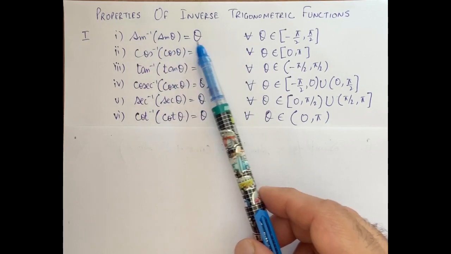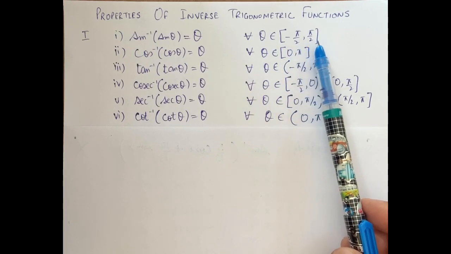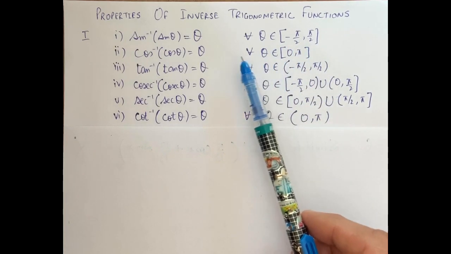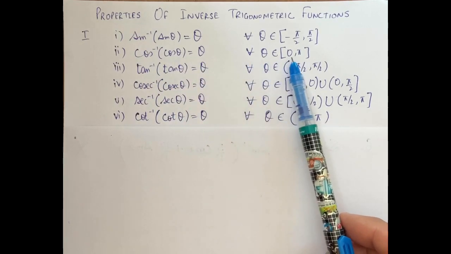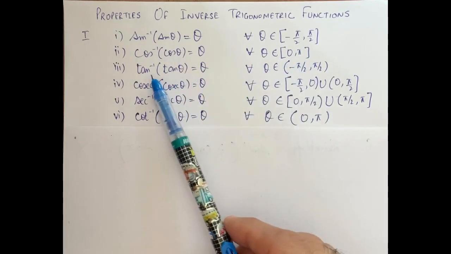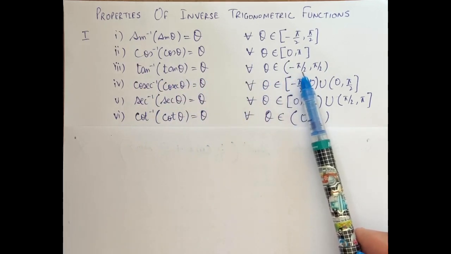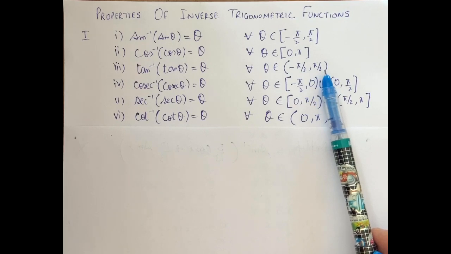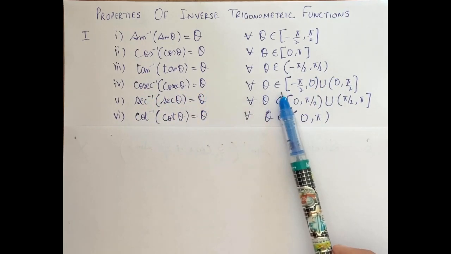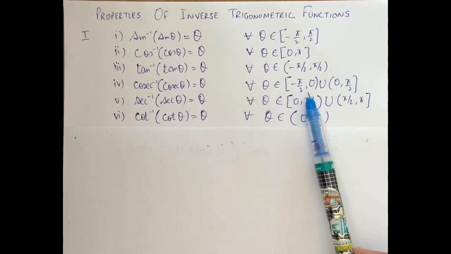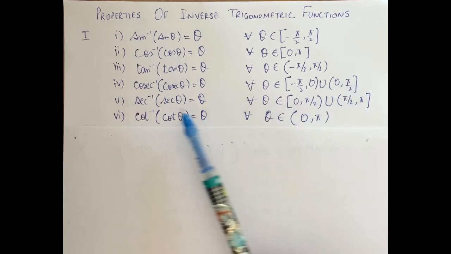Now sine inverse of sine theta is theta when theta belongs to minus pi by 2 to plus pi by 2. Similarly, cos inverse of cos theta is theta when theta belongs to 0 to pi. Tan inverse of tan theta is theta when theta belongs to open interval minus pi by 2 to plus pi by 2. Cosecant inverse of cosecant theta is theta when theta belongs to minus pi by 2 to 0 open interval union 0 to pi by 2.